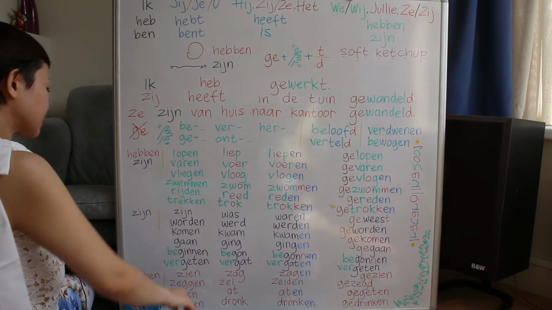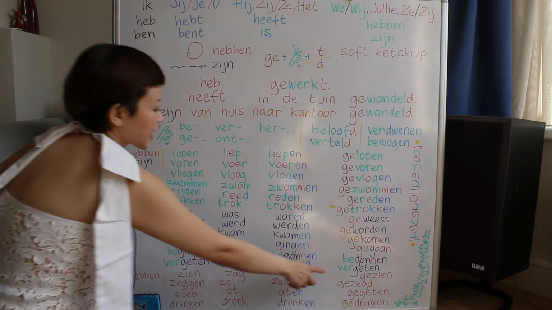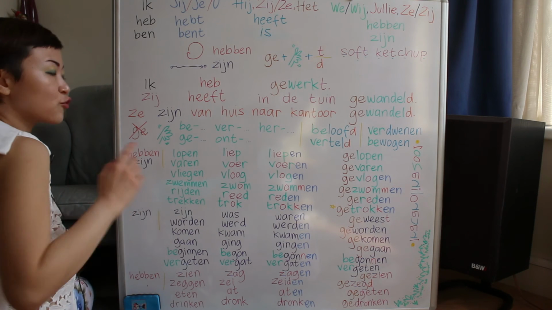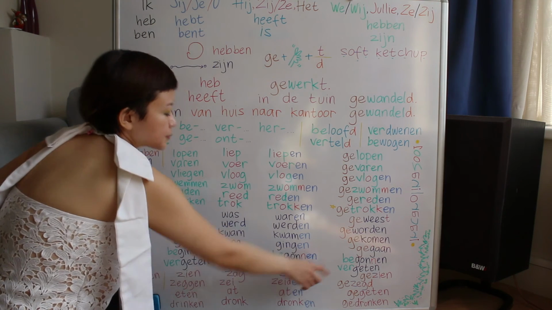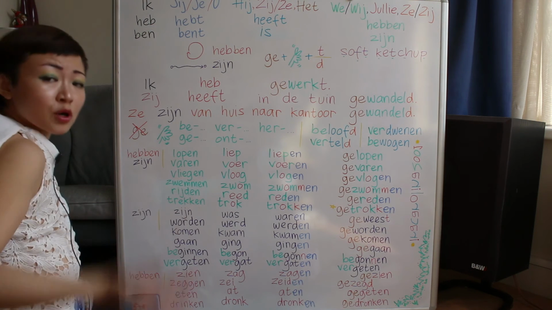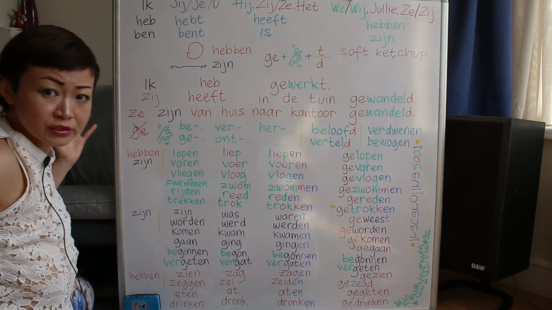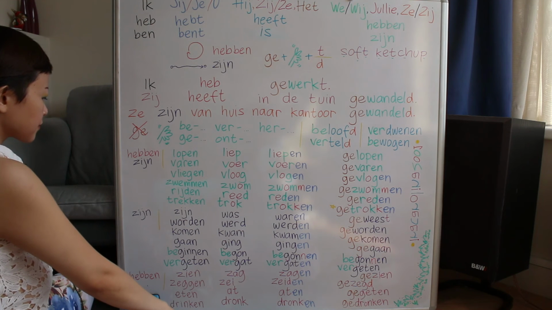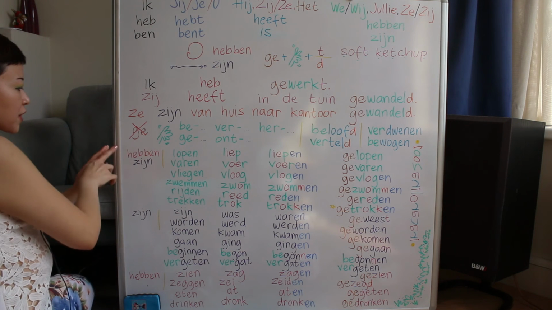Lopen, liep, liepen. It becomes gelopen, walk. So you can use gelopen with hebben. You can use it also with zijn. It depends on the situation, which one. Varen, voer, voeren, gevaren, sailed. You can use hebben, you can use zijn. It depends on how you sail, from one point to the other point, or just in the same circumstance.